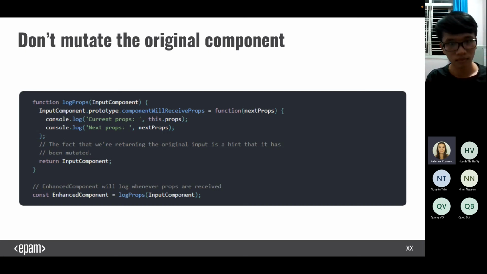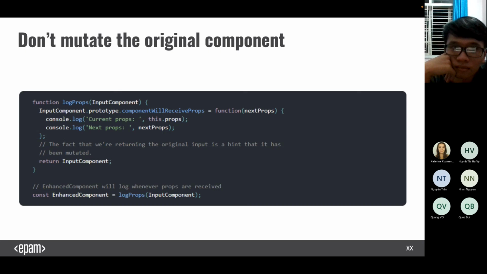There are a few problems with this. One is that the input component can be reused separately from the enhanced component. More crucially, if you apply another higher-order component to the enhanced component that also mutates componentDidUpdate, the first higher-order component's functionality will be overridden. This higher-order component also won't work with function components, which don't have lifecycle methods. Mutating higher-order components are a leaky abstraction.